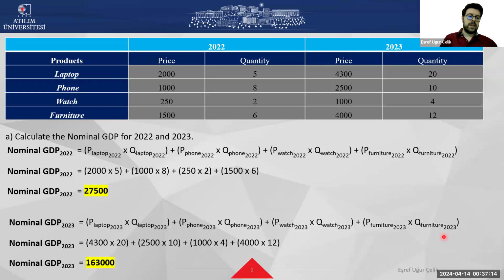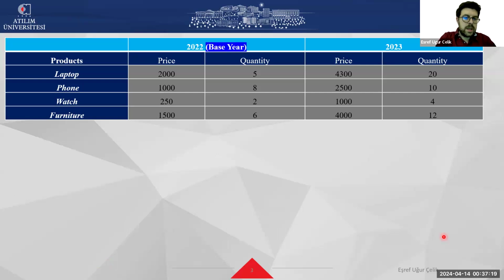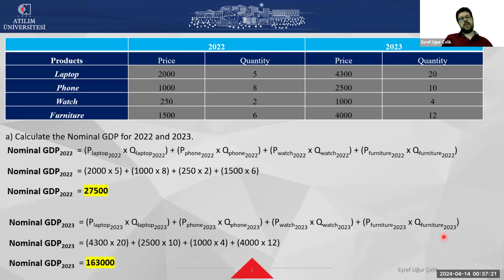What about the real one? What is the difference between the nominal GDP and real GDP? What can we see over here from 2022 to 2023? It becomes a higher number. Where does it come from? It may come from the increase of the price, maybe, or the increase of the quantity, or both. There are many options.